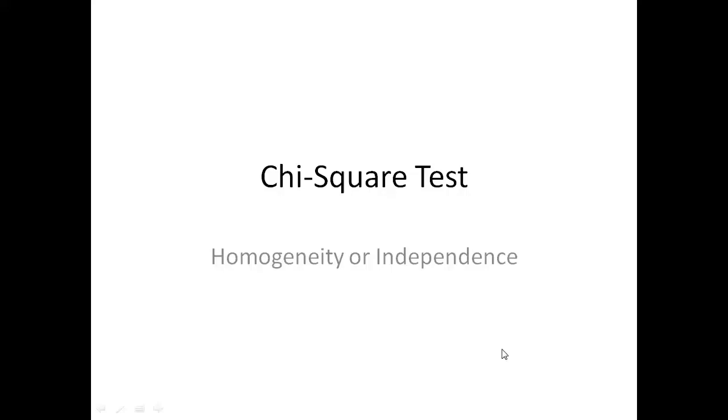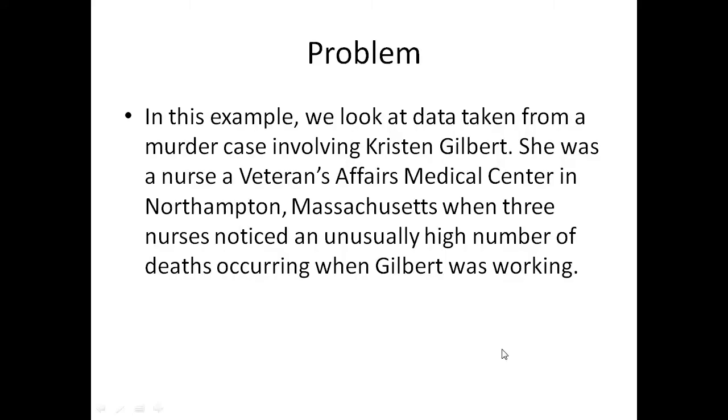This demonstration is about performing a chi-square test. Now, a two-way test, as we're going to demonstrate here, can be done for testing homogeneity or independence of variables. In this example, we're going to look at data taken from a murder case involving Kristen Gilbert.